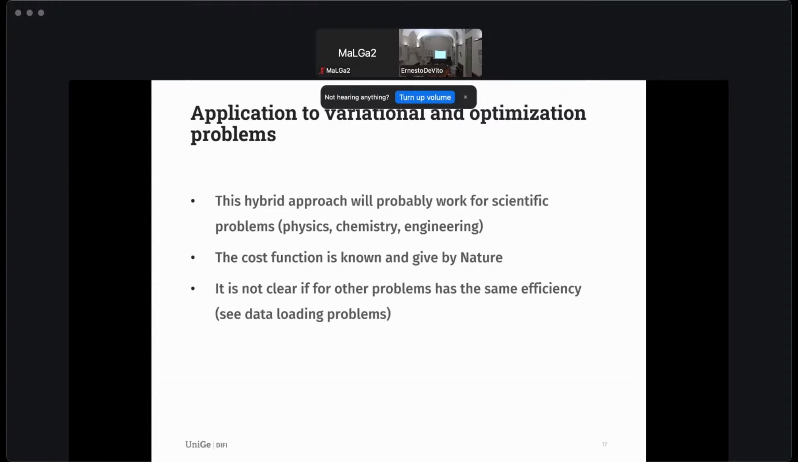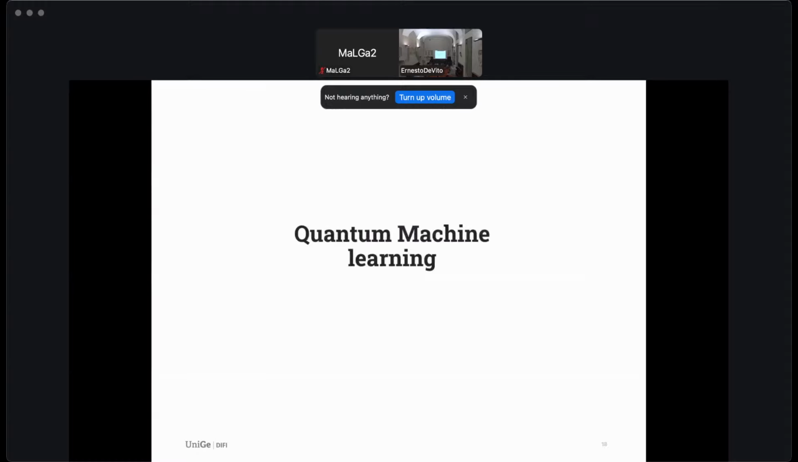So, this is to say that it's not clear, and if you move away from this scientific problem, there is not a clear idea whether a quantum computer can actually be used to solve other problems.